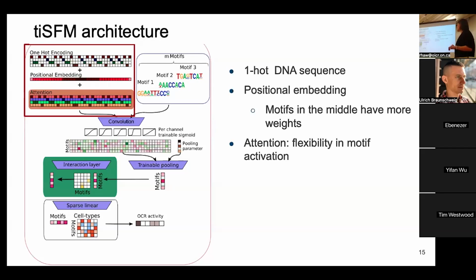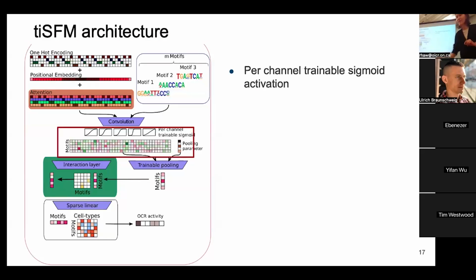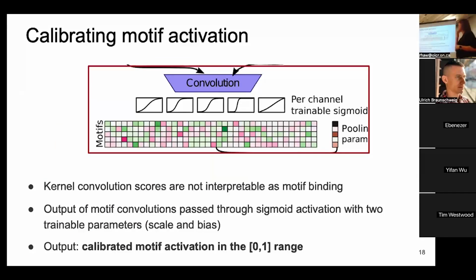We have what's called an attentional layer, but basically it just turns one hot into numbers to give the model a little more capacity. It turns out that didn't matter so much in the end, with flexible motifs also optimized. Taking these two things, we just do a standard convolution, basically the same way you would do in any model. After the convolution, we apply a per channel nonlinearity, which we picked as a trainable sigmoid activation.